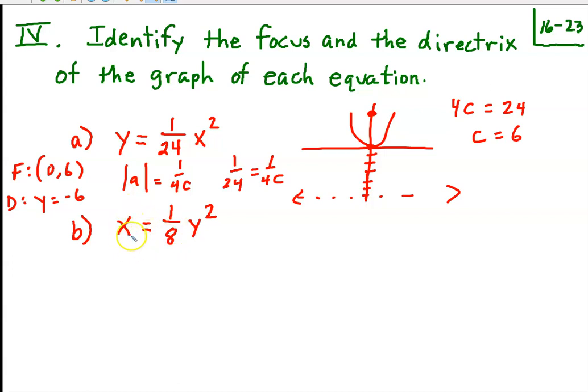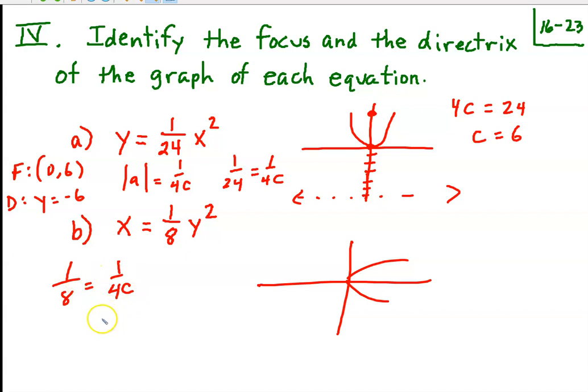Letter B is a parabola that opens to the right. So I'm looking for a focus on the positive x-axis, and then the directrix is going to be, this time, a vertical line. So once again, use your formula, and you come up with C is 2. So it's 2 units from the vertex going to the right to the focus. So that means the focus is going to be the point 2, 0.